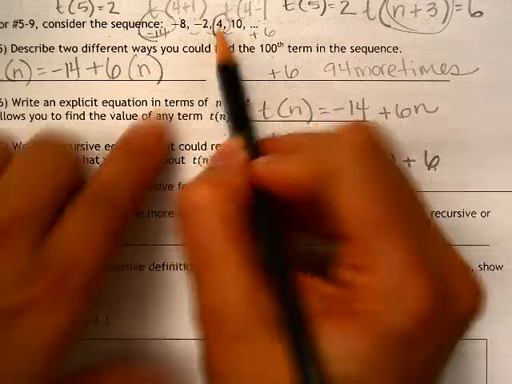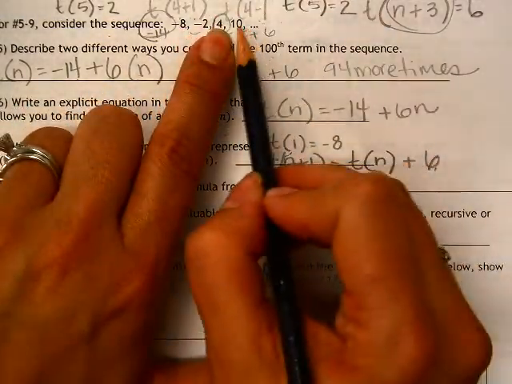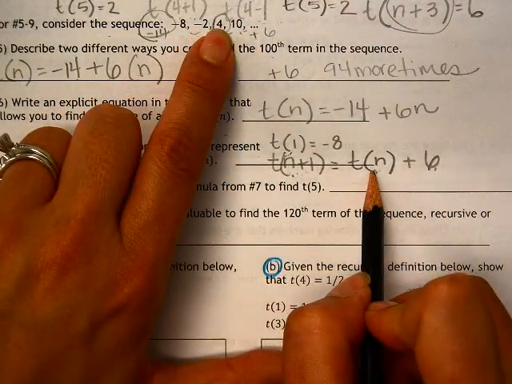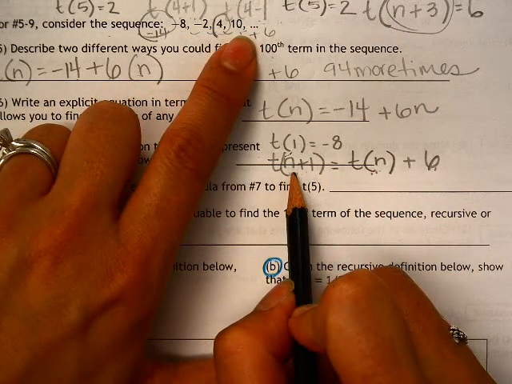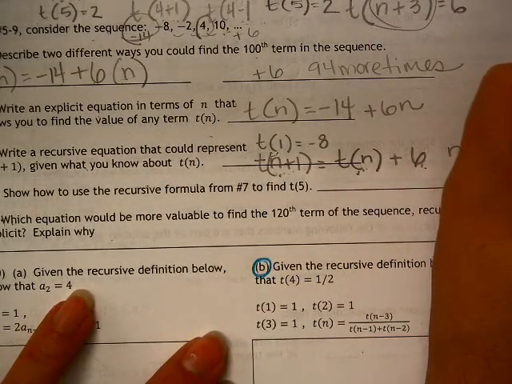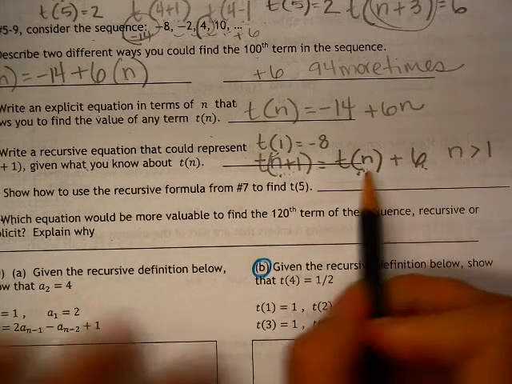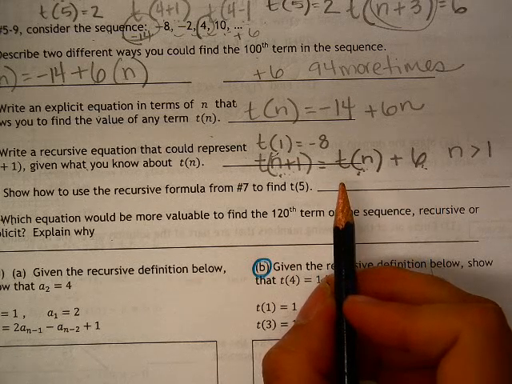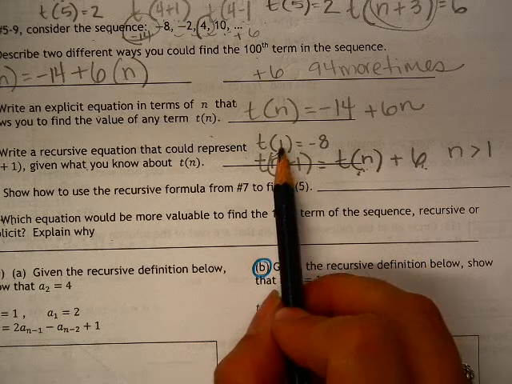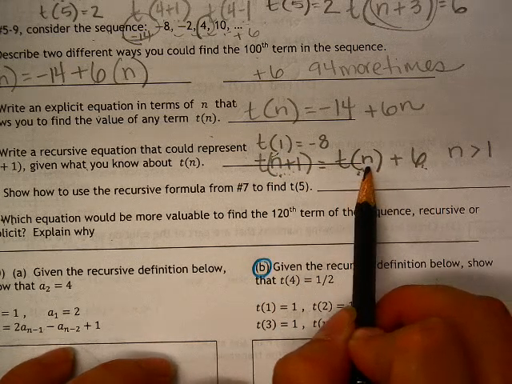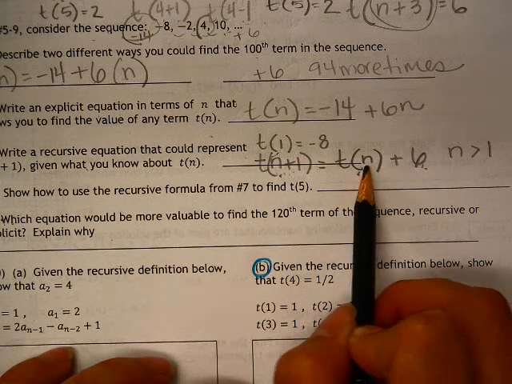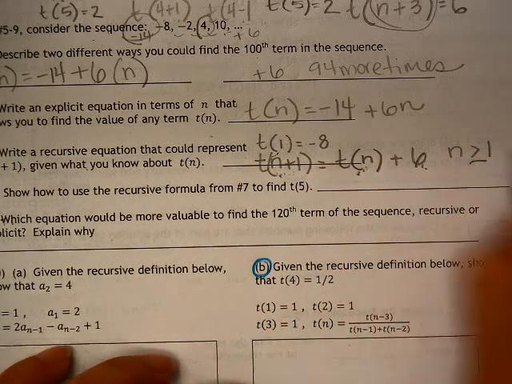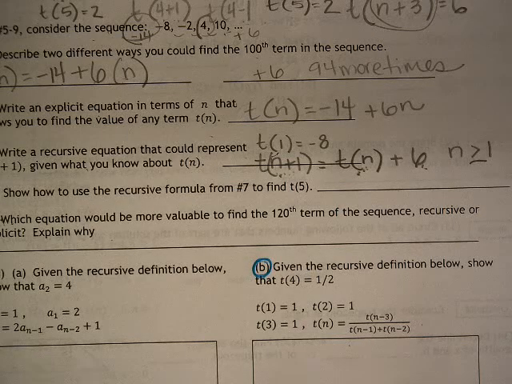So here, if I'm talking about any term and I want to find the next one, I would just take that term and add 6 to it. So that's one way that I can write it, but that only works for n greater than 1. Greater than, because I need to actually make sure that this would be the first term and this would be the second term, so or equal to would actually work.